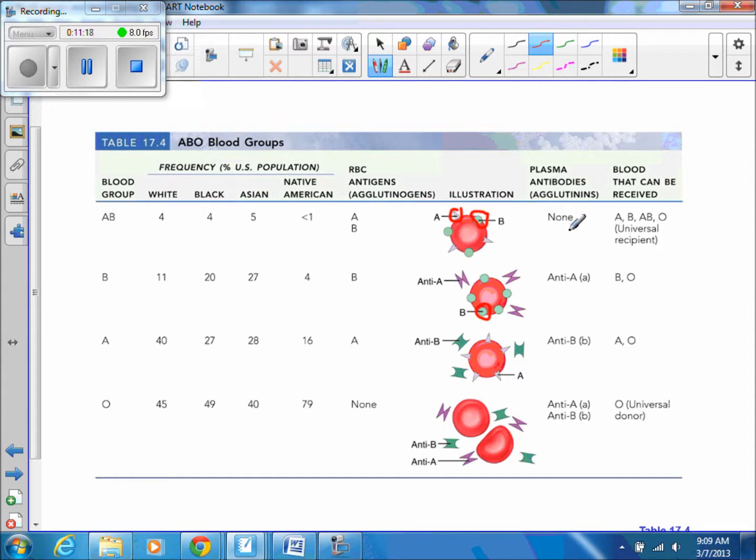All right, and then also on the chart, you have to predict what antibodies it will produce. So if I have type AB blood, I'm not going to produce any antibodies. So I'm not going to attack anything. So I can get any blood type. If I have type B blood, you can see they're going to produce anti-A antibodies. So I can only get stuff that does not have an A on it. So I can receive a B blood. You can always receive your own type. And I can receive O blood. But I cannot get A, and I cannot get AB. Okay.